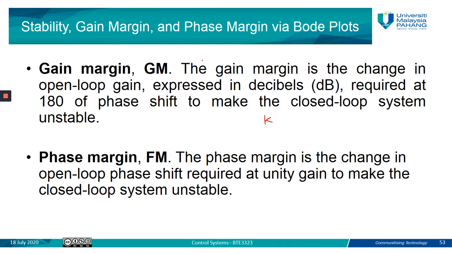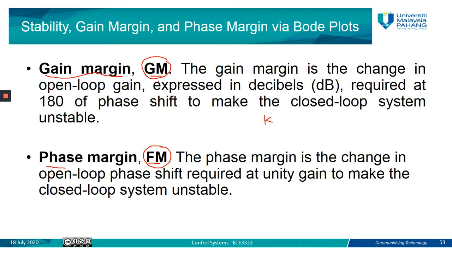So in order to use the Bode plot to investigate or examine the system stability, we need to know two main parameters. The first we call gain margin, or GM, and the second is phase margin, or PM. These two parameters are very important to know the system stability by using the Bode plot.